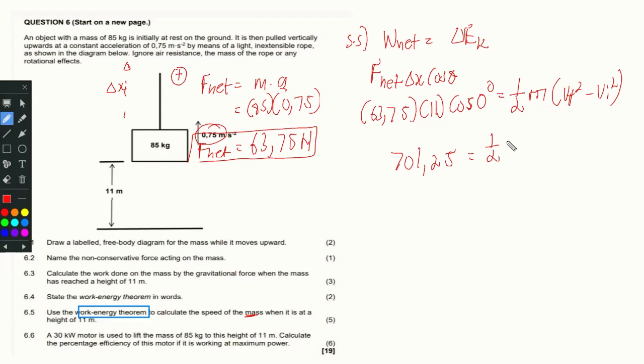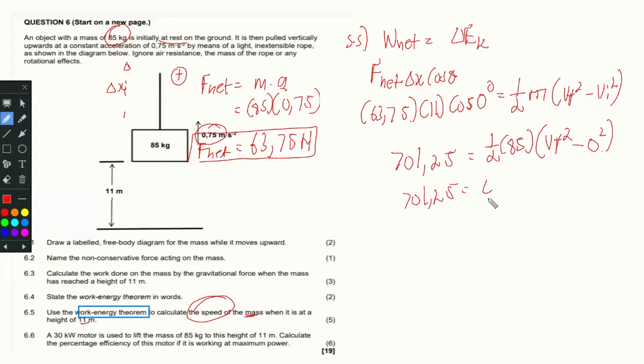Here, let's substitute in. We have half, the mass is 80. Okay, we are trying to calculate the speed. What did I read? Calculate the speed of the mass. So 85, sorry for that. We are not calculating the mass, the mass is already given. We are calculating the speed when it is at a height of 11 meters, meaning the final velocity. Initially it was at rest, so Vi squared is 0 squared.